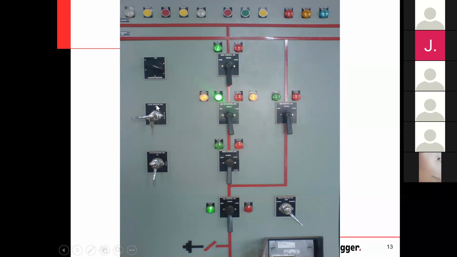Local means a person who is standing in front of the control panel and is operating. Remote means somebody sitting in a SCADA room which is very far away. He is not in front of the panel. He can also operate the breaker. Now there is a confusion. Who will close the isolator? Who will close the breaker? Or what is the current operation? Who is going to perform it?